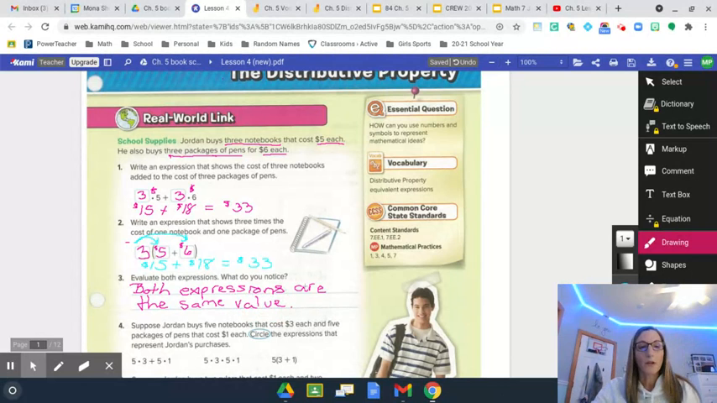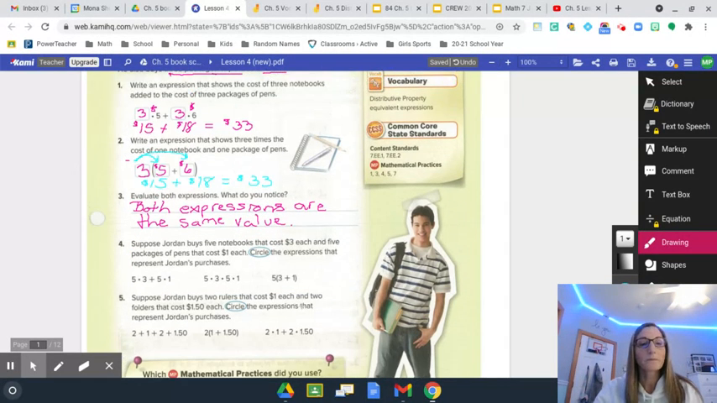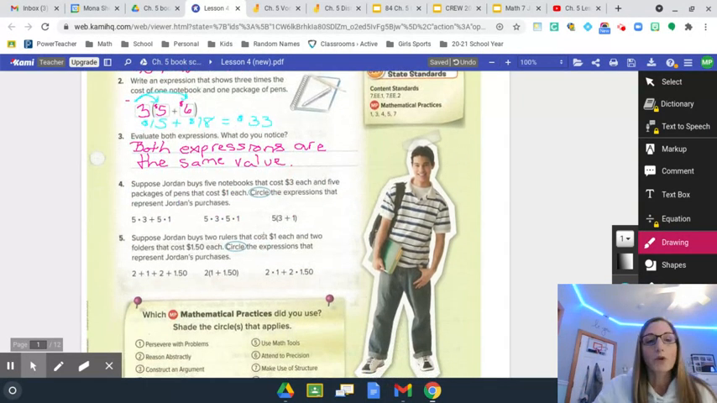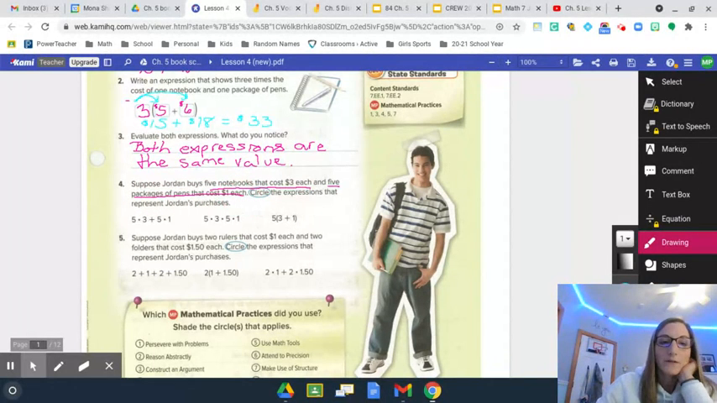All right, let's try another one. Number 4. So suppose Jordan buys 5 notebooks that cost $3 each and 5 packages of pens that cost $1 each. Circle the expressions that represent Jordan's purchases. So 5 notebooks, $3 each, 5 packages of pens, $1 each. If you notice, 5 notebooks, 5 packages of pens, that 5 is that common value.